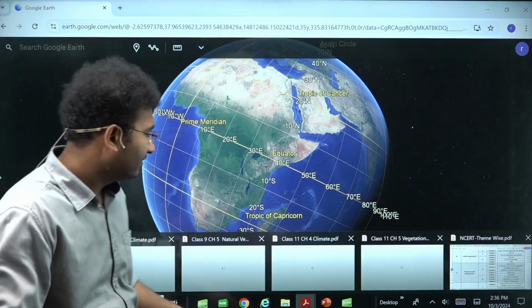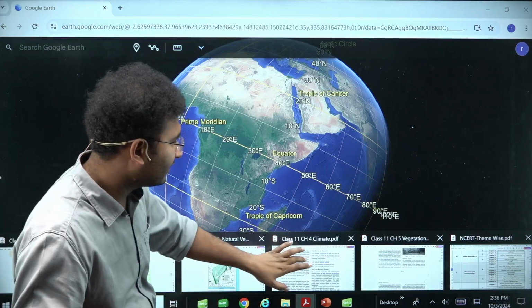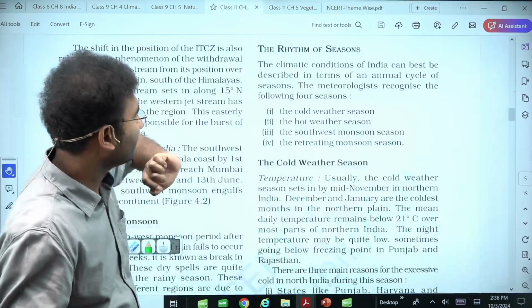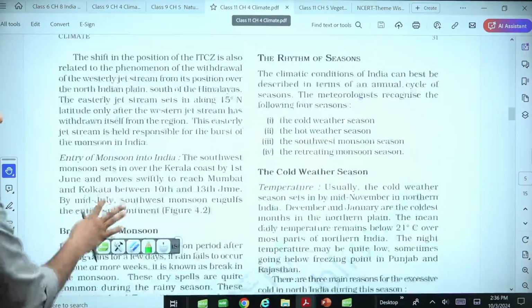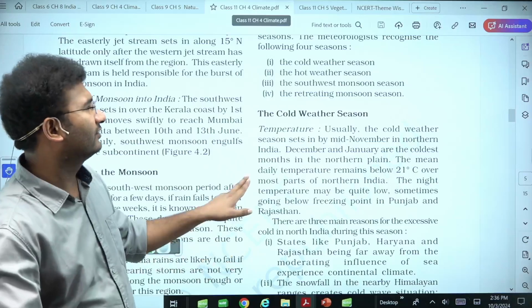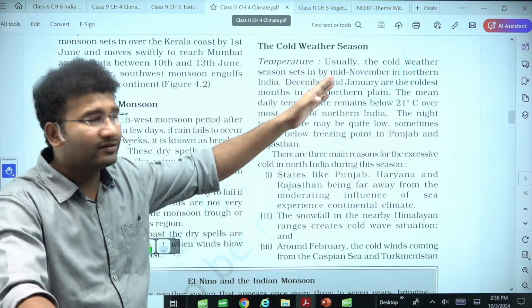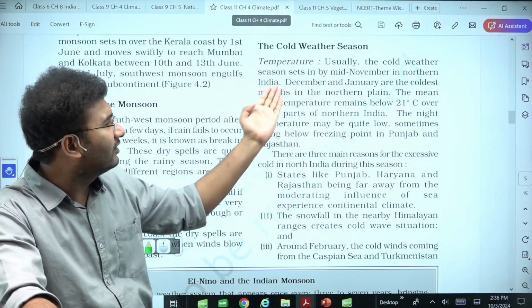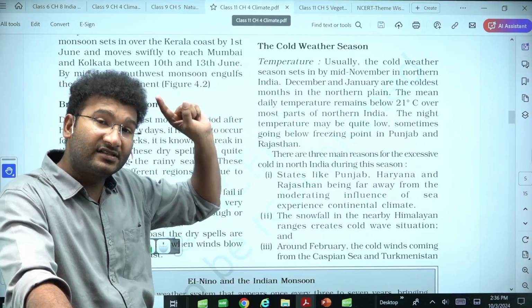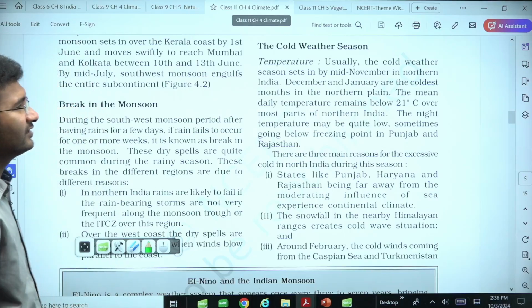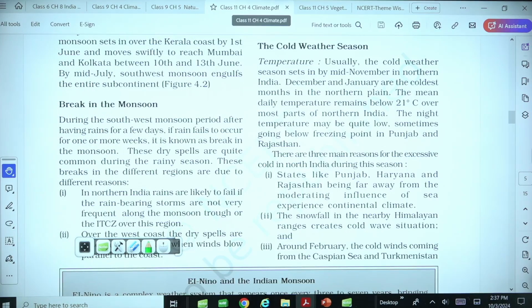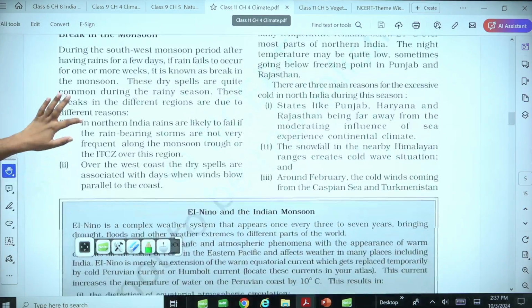Now look here, these PDFs that are there, they'll tell you that the climate of India is of this type. First, let's see what the rhythm of seasons, or rhythm of climate, in India is. The cold weather season usually sets in mid-November in India. It's saying the cold weather sets in the month of mid-November. December and January are the coldest months in the northern plains. This means daily temperature remains around 21 degrees Celsius over most parts of northern India. The night temperature may be quite low, going below the freezing point in Punjab and Rajasthan.